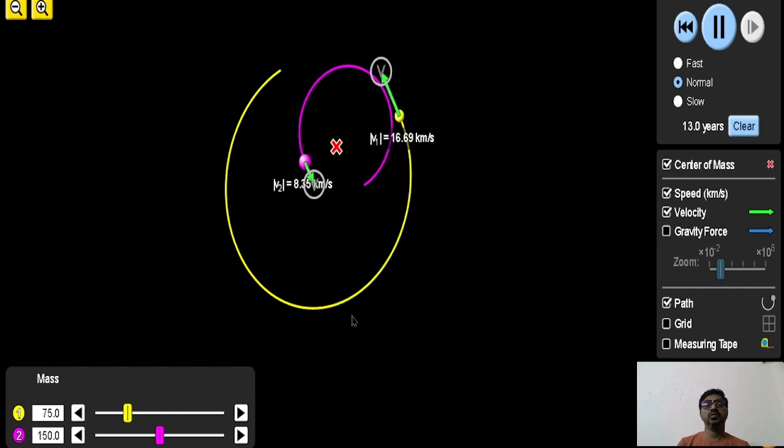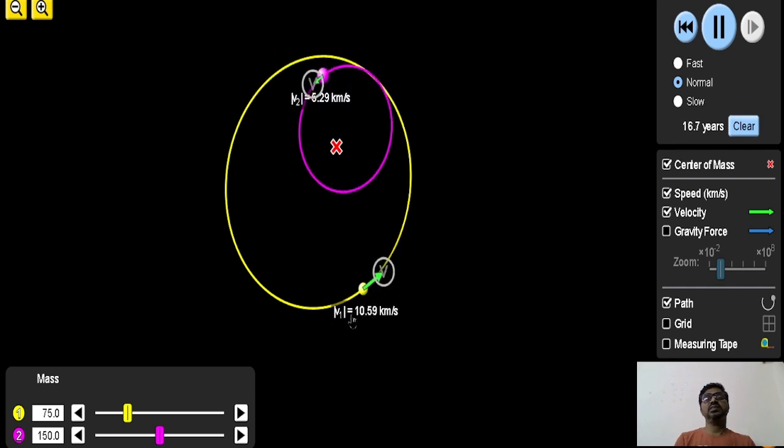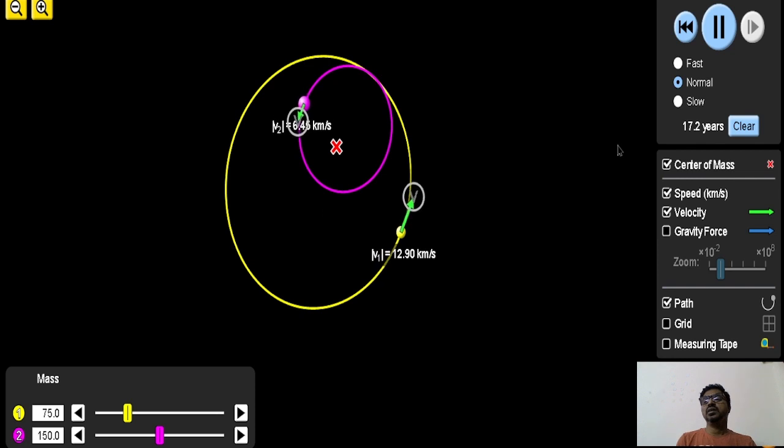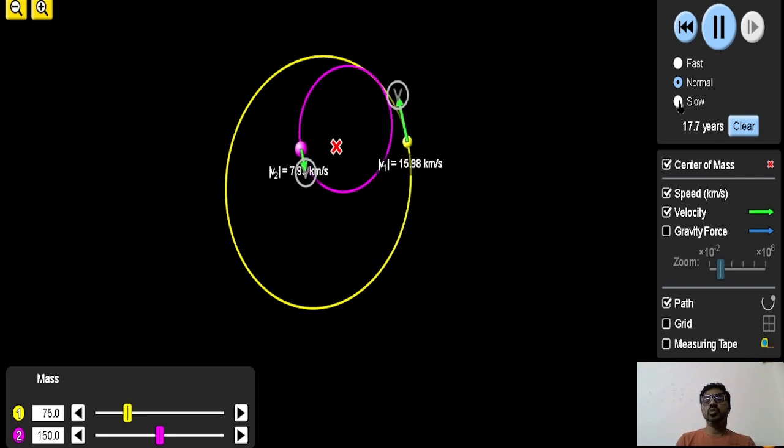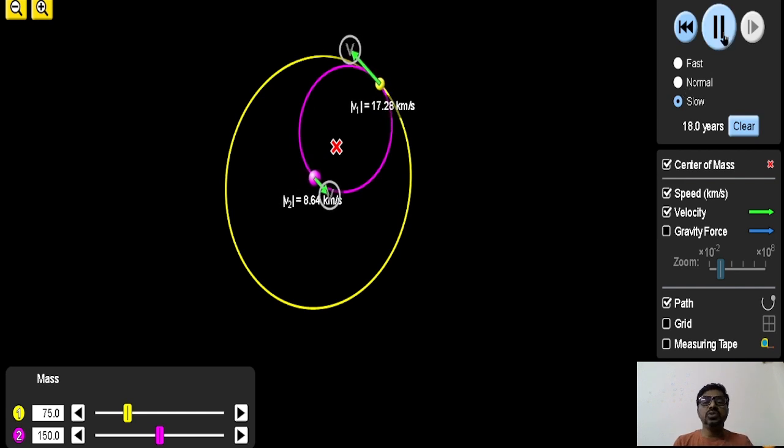With respect to center of mass, will they go in a circular path? It's not necessary that they should go in a circular path. If you observe them in slow motion, now you see when they are closest to the center of mass, this is where they are very close to the center of mass. I think almost that's the closest position.